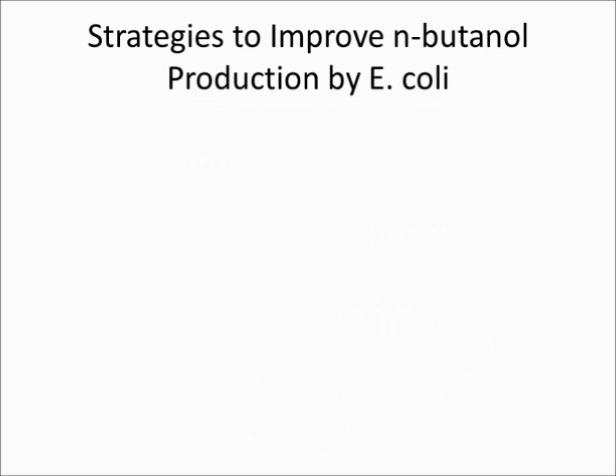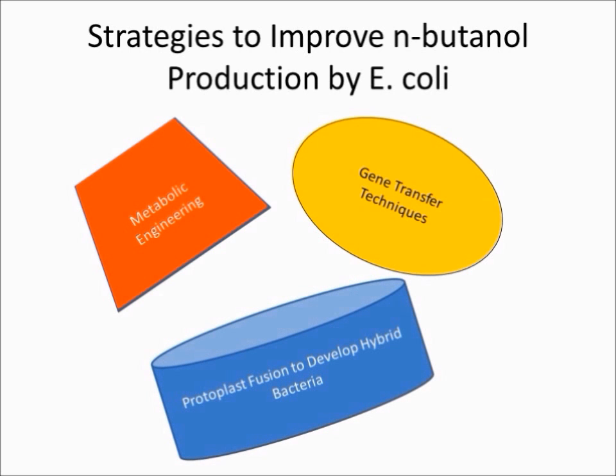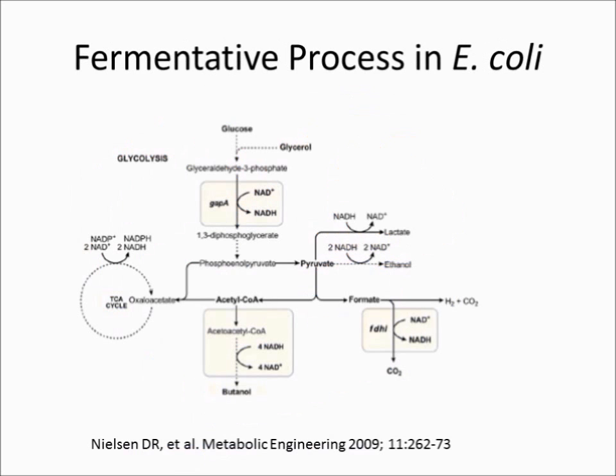There are three primary strategies that are the focus of research to increase and improve the production of butanol by E. coli bacteria. They are metabolic engineering, gene transfer techniques, and protoplast fusion to develop hybrid bacteria. As described previously, the glucose metabolism of a bacterium such as E. coli can be altered by cloning a gene from Clostridium or another bacteria and using plasmids to express it in E. coli. This way, the enzymes that these genes code for are produced in E. coli, and it is able to make butanol through this new synthetically engineered metabolic pathway.